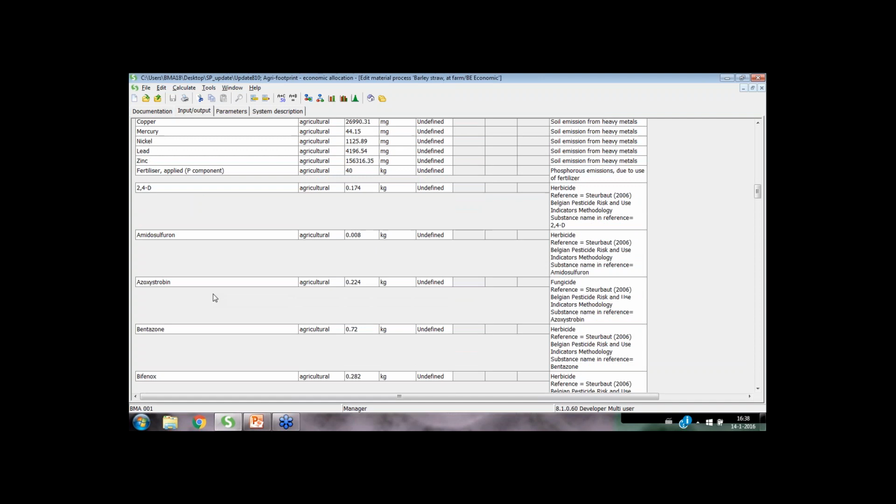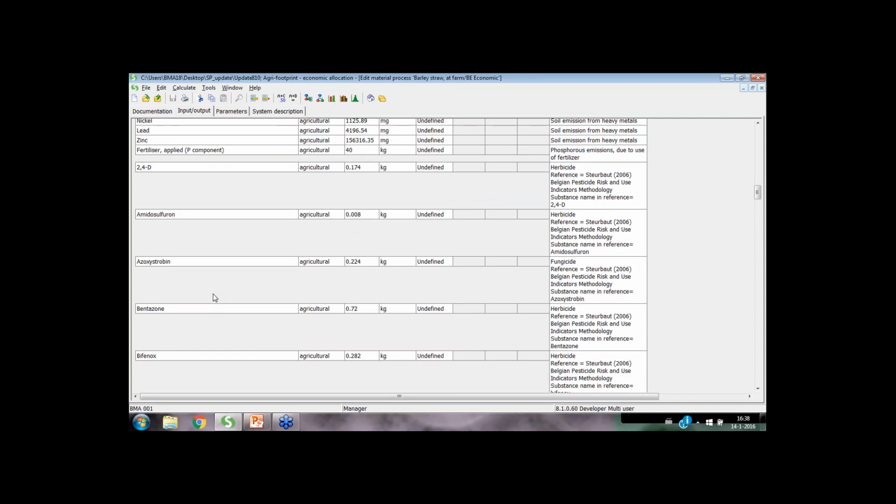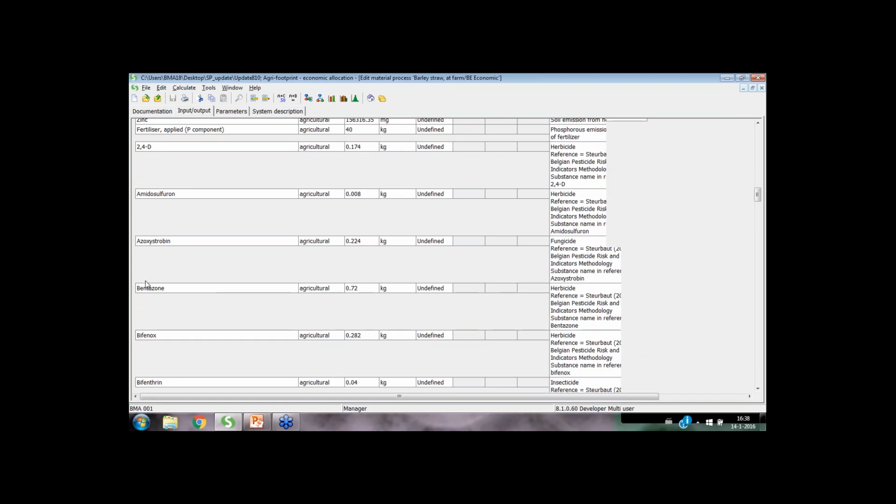Next to that, you also have the emissions from the use of pesticides. As Jasper already mentioned, we are still working on the pesticide input, so the production of pesticides, but the emissions are already included in the LCIs.